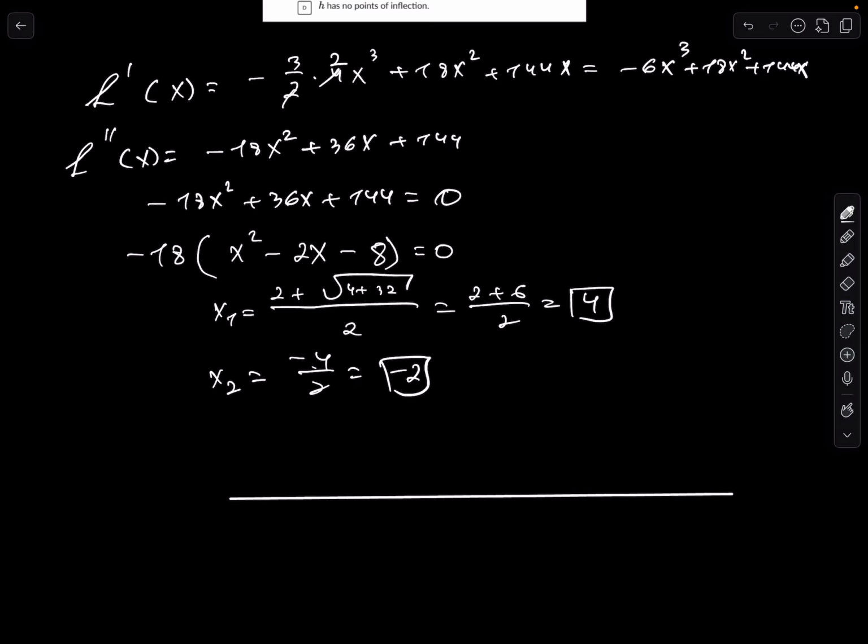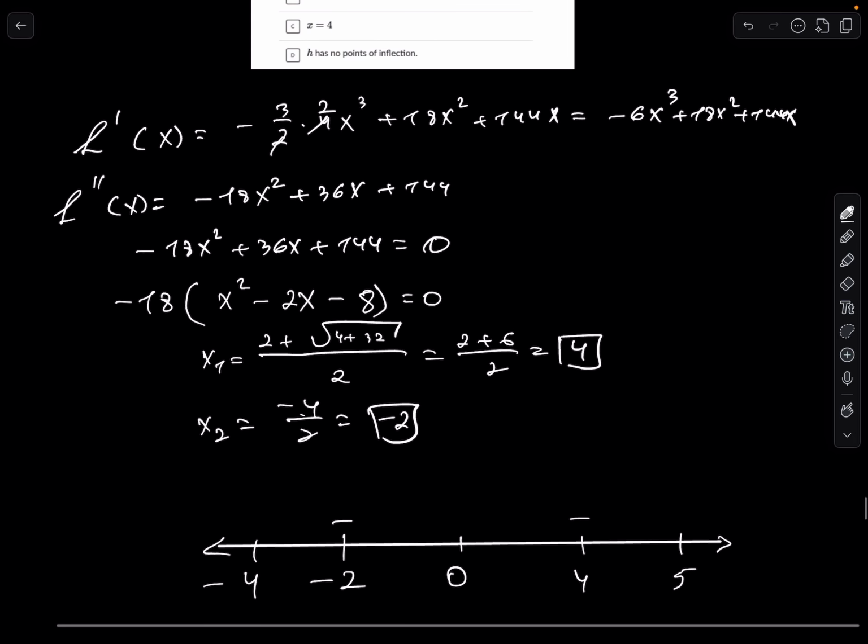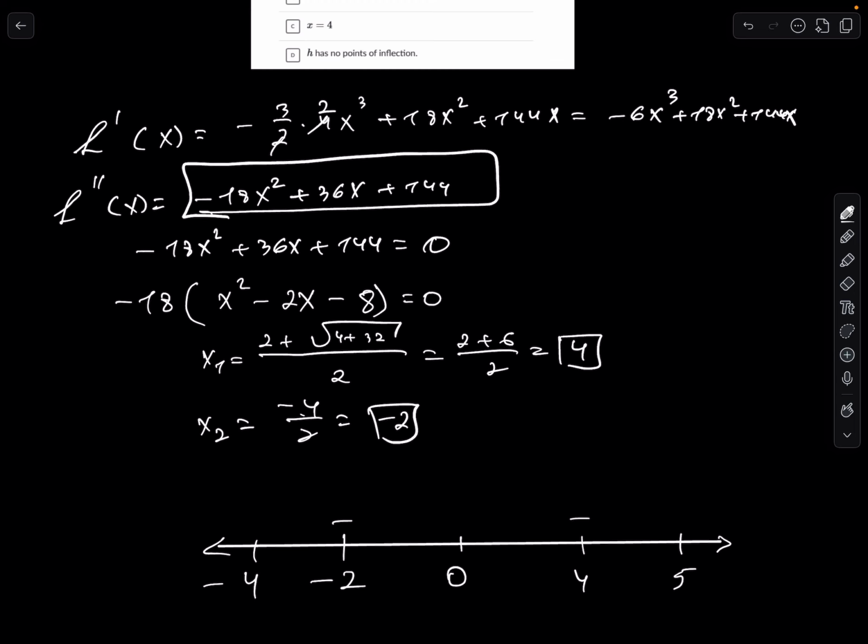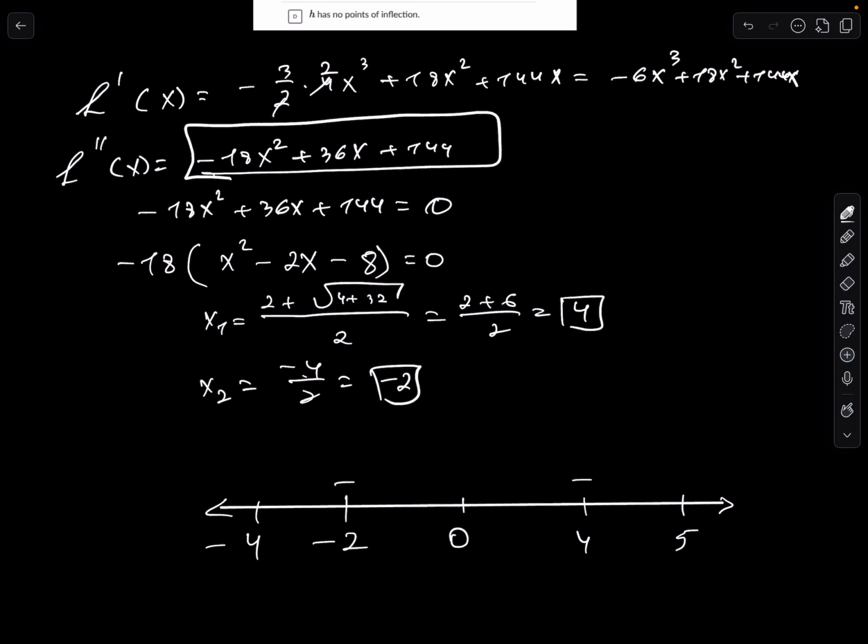The number line, as always, is going to be very helpful. We have negative 2, we have 4. In between, let's just pick 0. From the right side, we're going to pick 5, and from the left side, we're going to pick negative 4, for example. Here we have the simplest form of our second derivative. We're going to use this one to plug and play again. If we plug in 0, we're going to get 144, which is of course concave up.